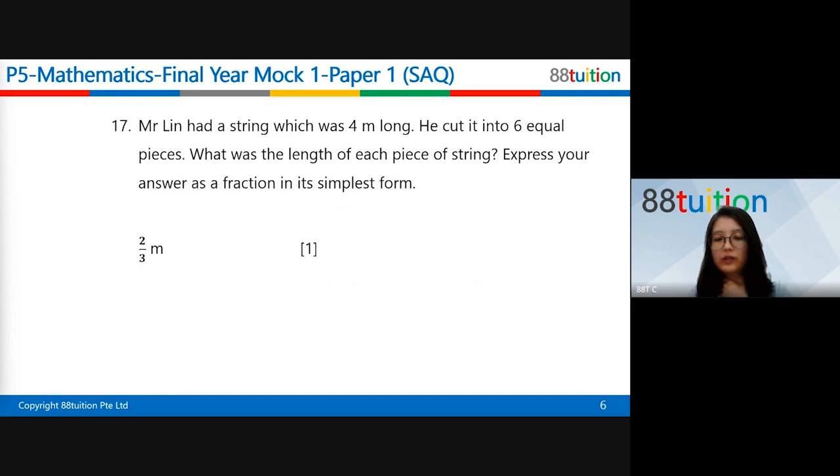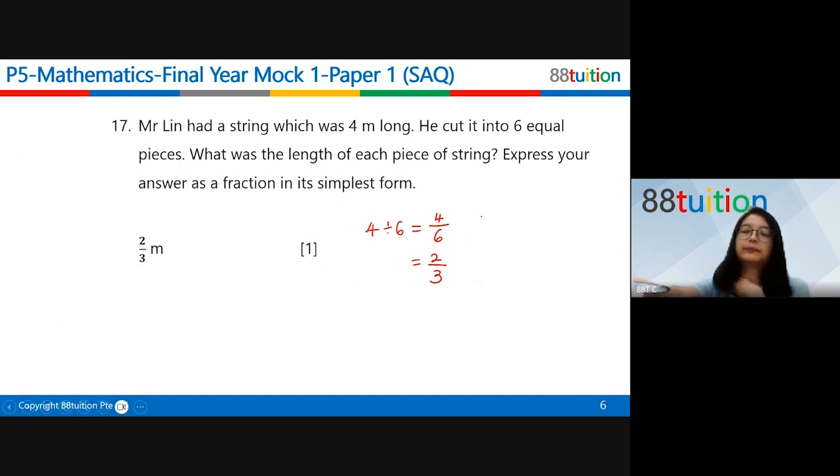Mr. Lin had a string which was 4 meters long. He cut it into 6 equal pieces. Okay, this one is very common. I saw this in the exam paper. Similar questions also. Especially when they already tell you to express your answer as a fraction, you need to be able to write the expression as a fraction, which is 4 over 6. Then always simplify it, even if the question doesn't say anything. Make it a habit to always simplify it. This fraction line is actually your division line. So that's the answer.